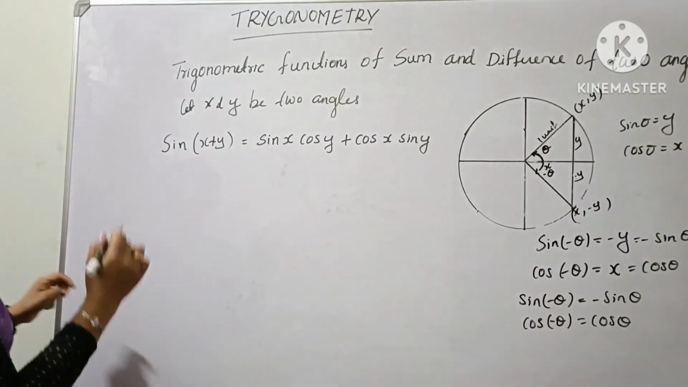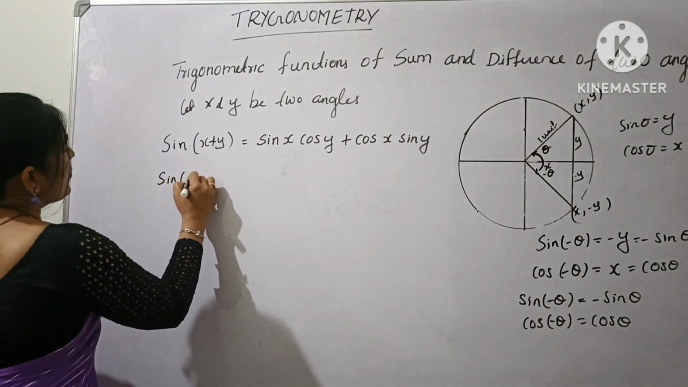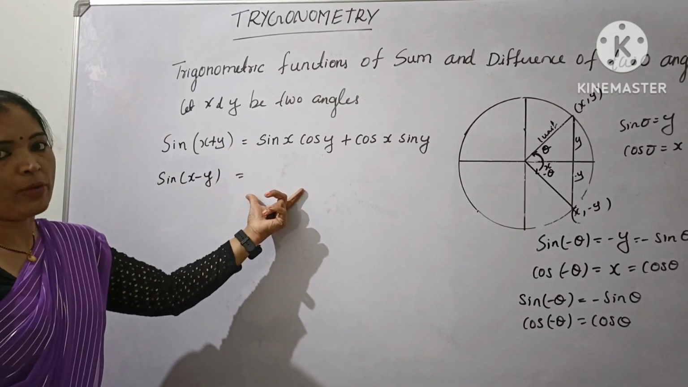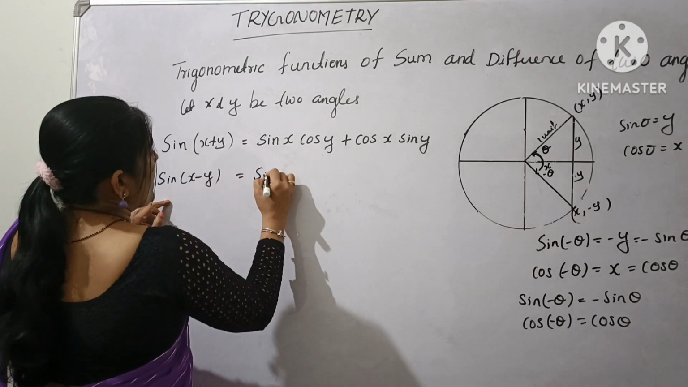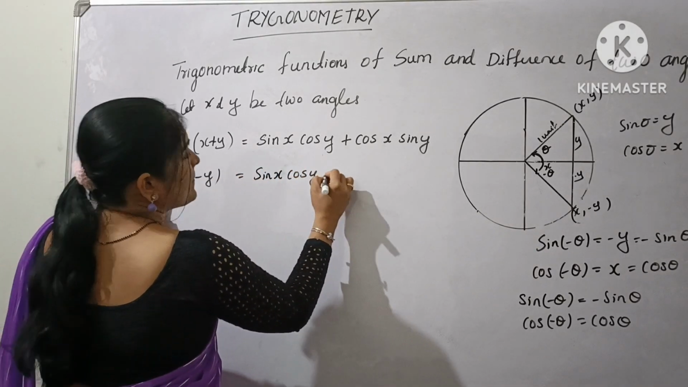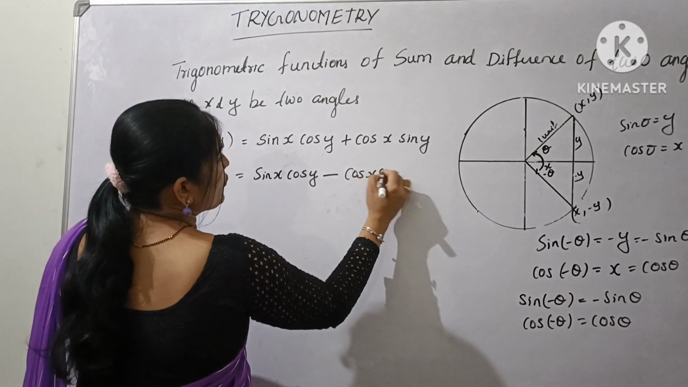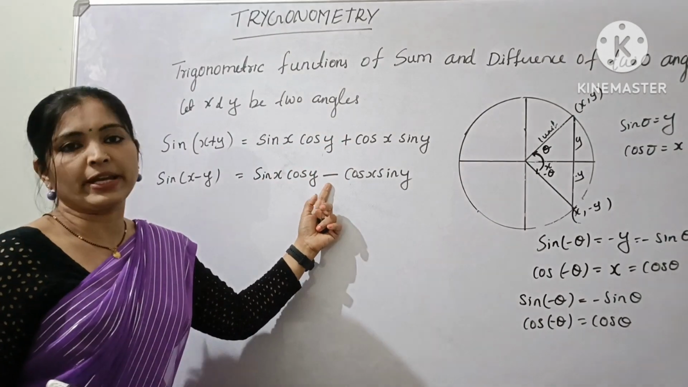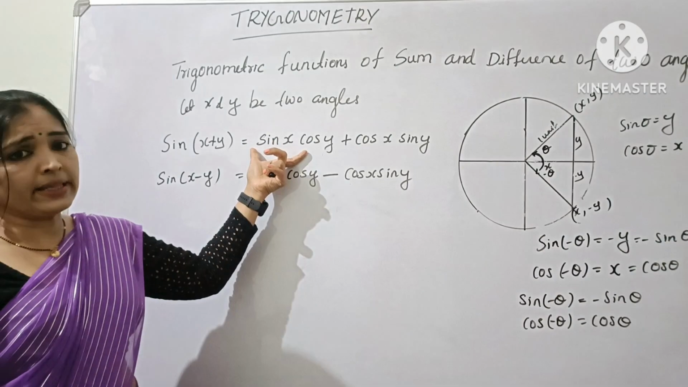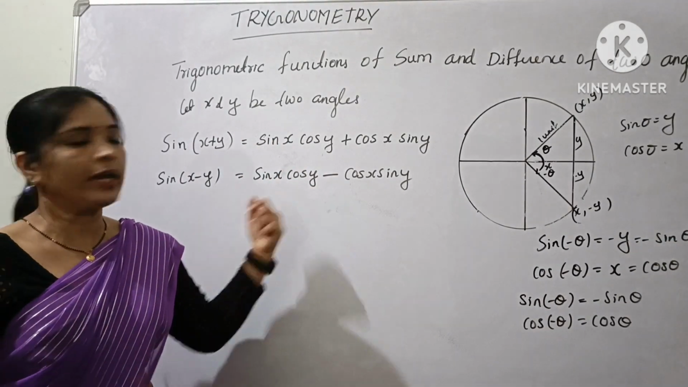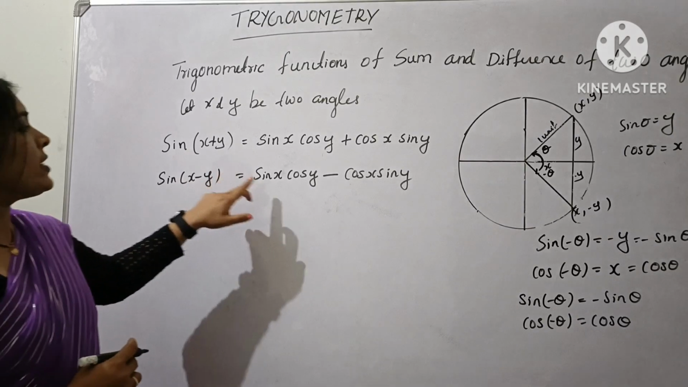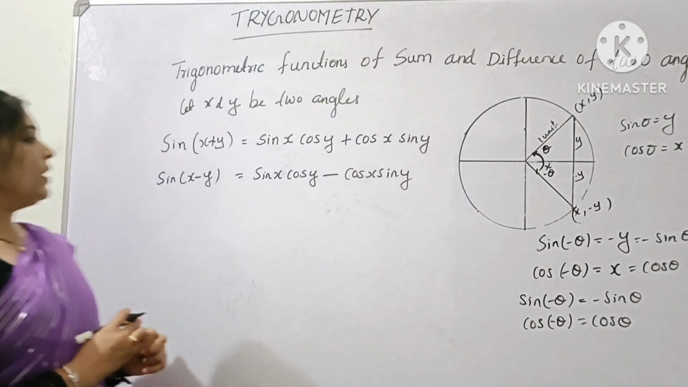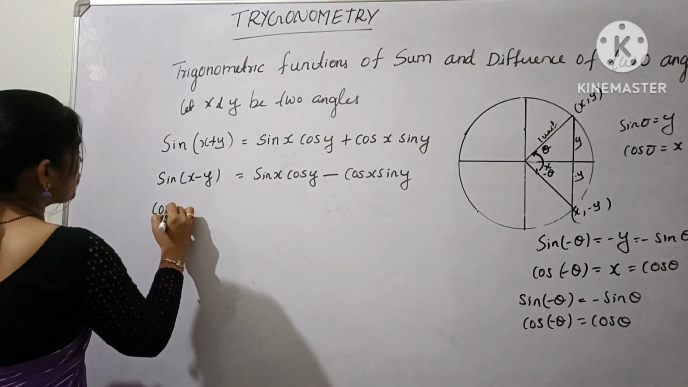Okay. Now, what is sine x minus y? See, very easy to memorize. See, if you study this one, you can write this formula. Okay. So, sin x cos y minus cos x sin y. Okay, sine of x minus y is nothing but, see, in place of plus it is minus. Okay, so if you study this formula you will be able to write this one. Okay, sine of x minus y is equal to sin x cos y minus cos x sin y. Okay, next, cos of x plus y.